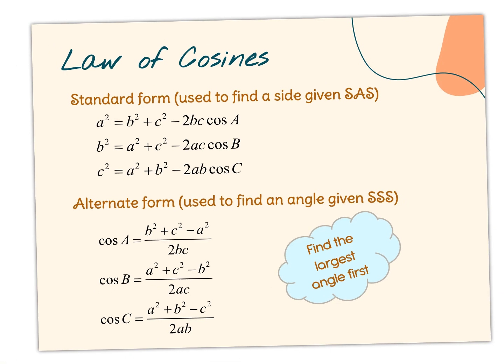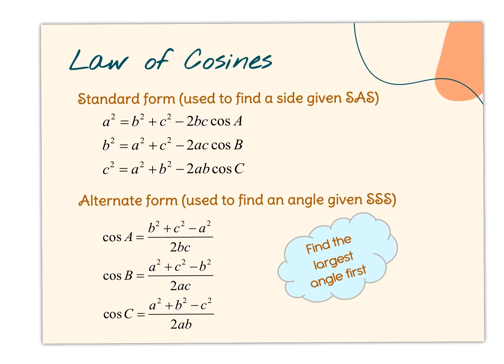So for the law of cosines, first of all, notice that these notes refer to when you have a side-angle-side situation, so two sides and the included angle, or when you have three sides. In these instances, the law of sines would not work, so you have to have an alternative. There are two forms: the standard form and the alternate form.